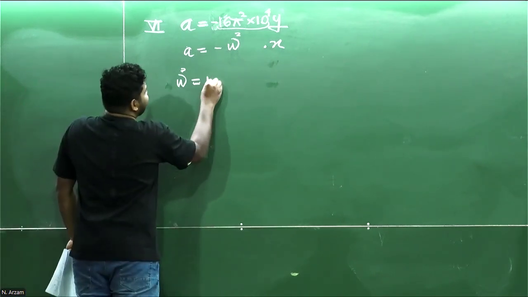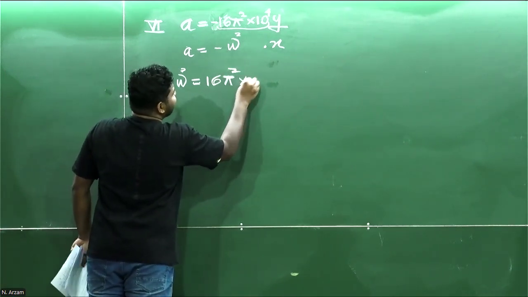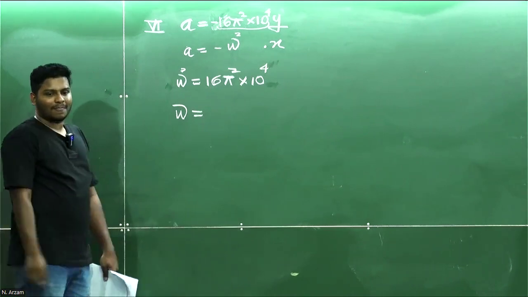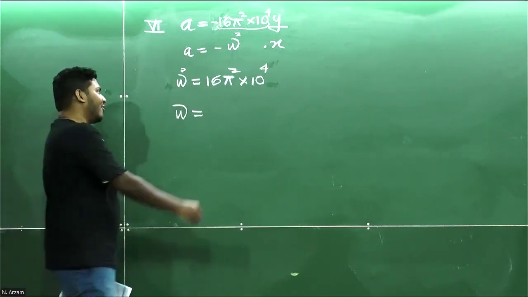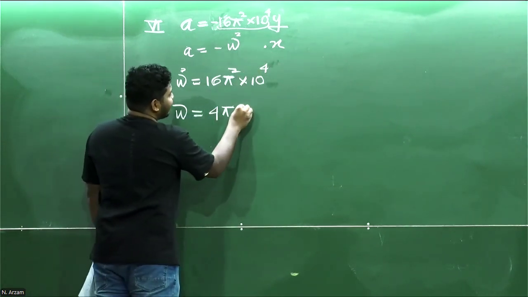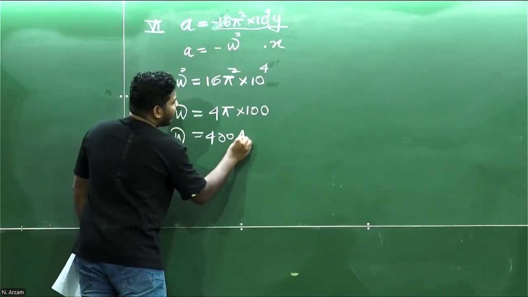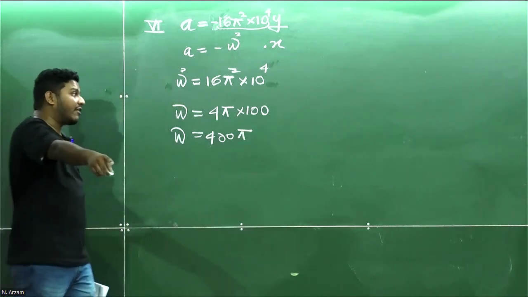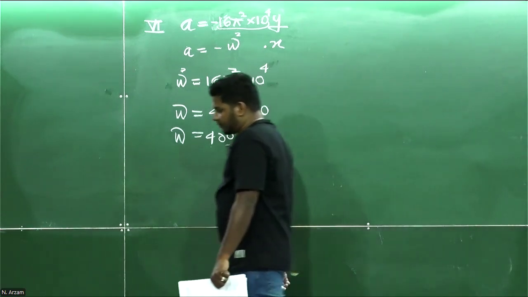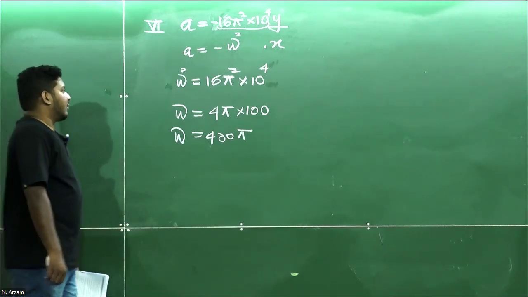16 phi square into 10 to the power 4. So now tell me what is omega equal to? Very good. 4 phi, you can take the square root here. So into 100. Omega is equal to 400 phi. So now try to find the T and F. Now try to find the T and F. Okay, right. It's very easy.